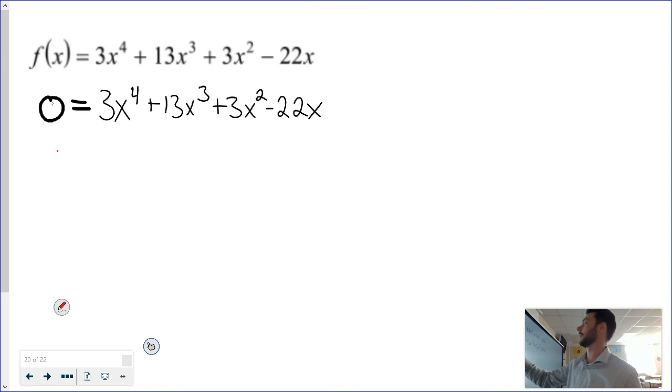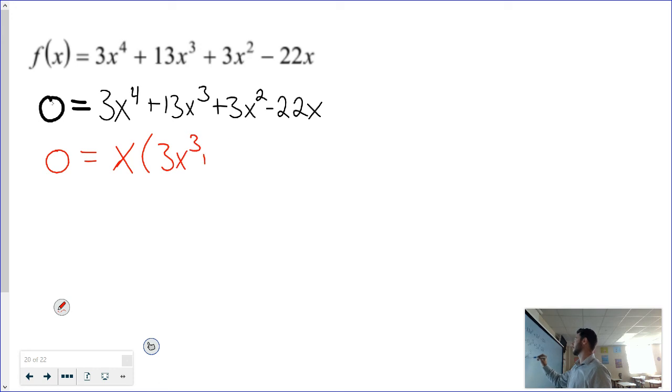We're going to factor these out. Say, hey, if I factored this x up front, what would I be left with? Well, I'd be left with 3x to the third instead of x to the fourth, and plus 13x squared instead of x to the third, and then plus 3x instead of x squared minus 22. And that last one, the x is gone, and that makes sense, and that's what we were trying to do.